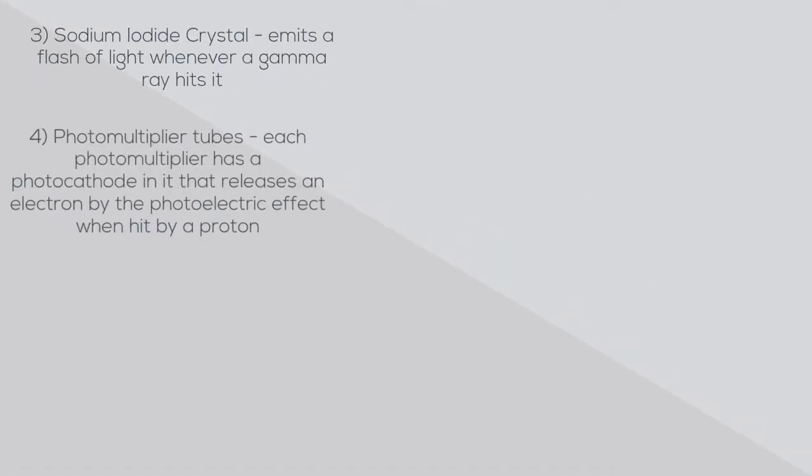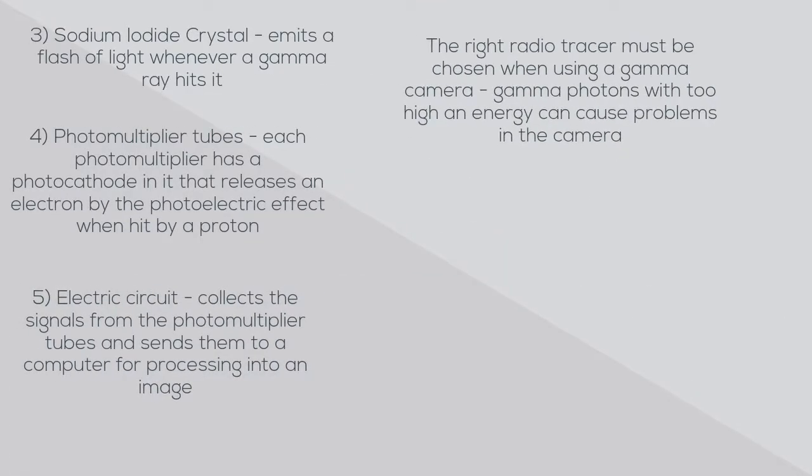Next, there are sodium iodide crystals, which emit a flash of light whenever a gamma ray hits them. The photomultiplier tubes release an electron by the photoelectric effect when hit by a photon. The electric circuit then collects the signals from the photomultiplier tubes and sends them to a computer for processing into an image.